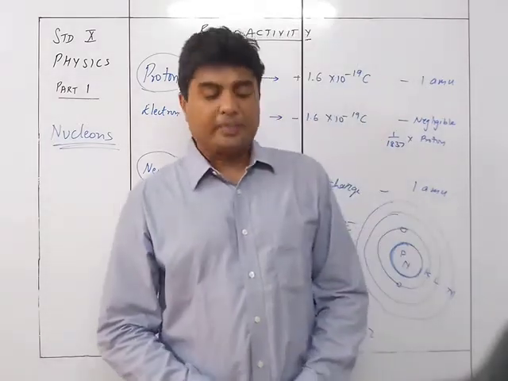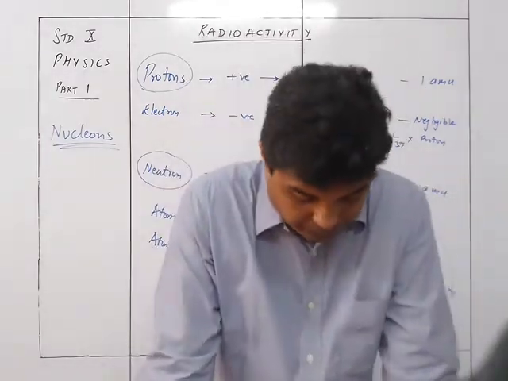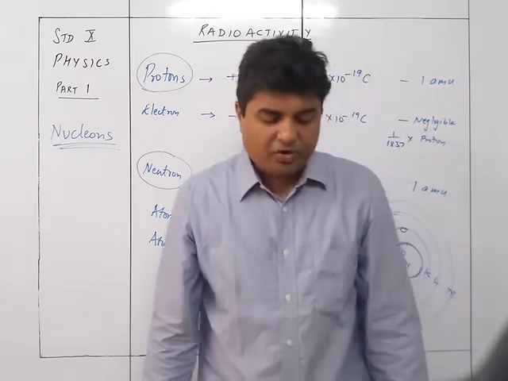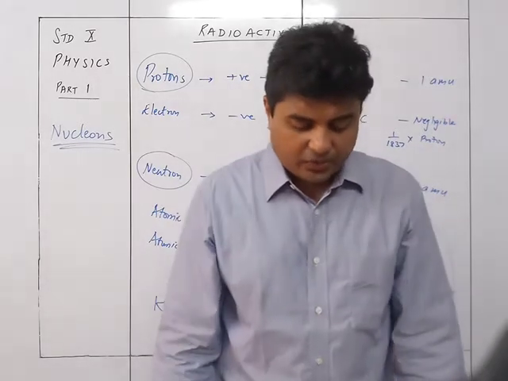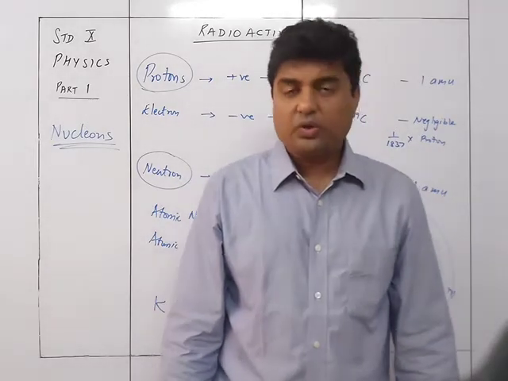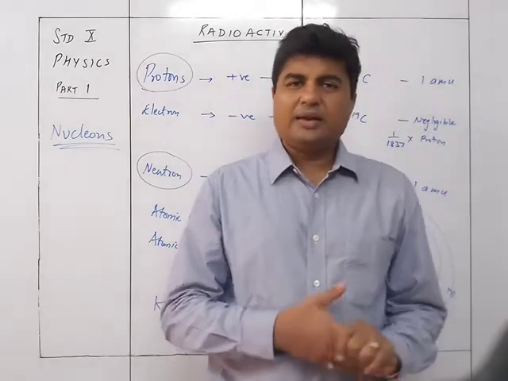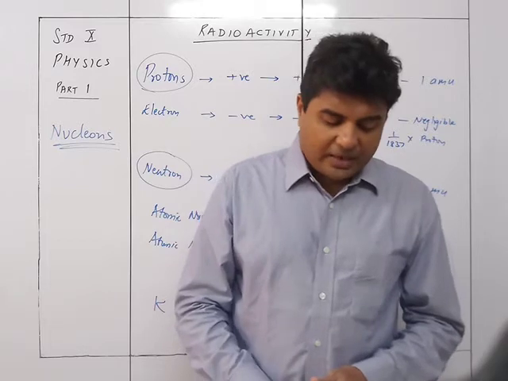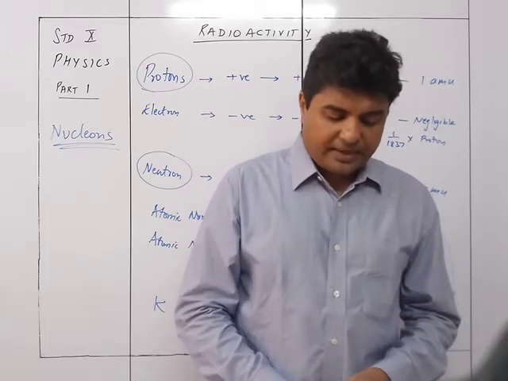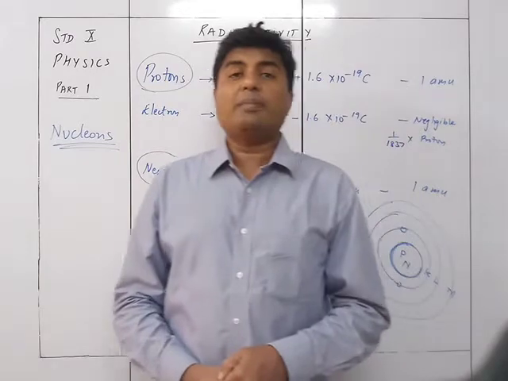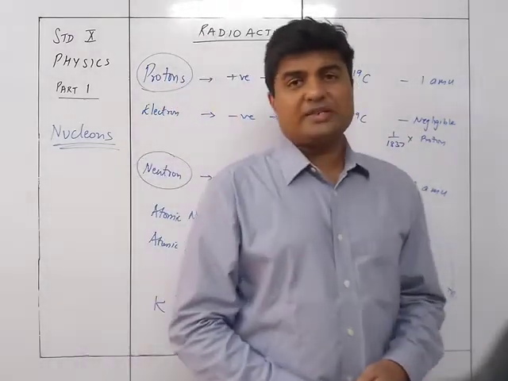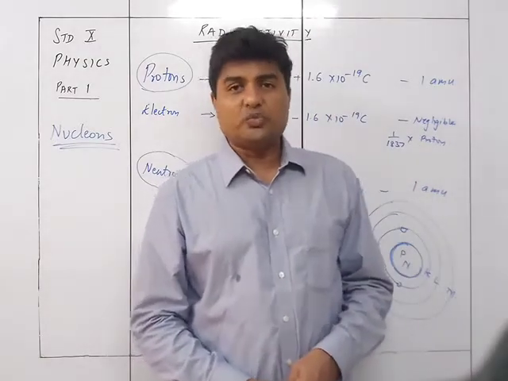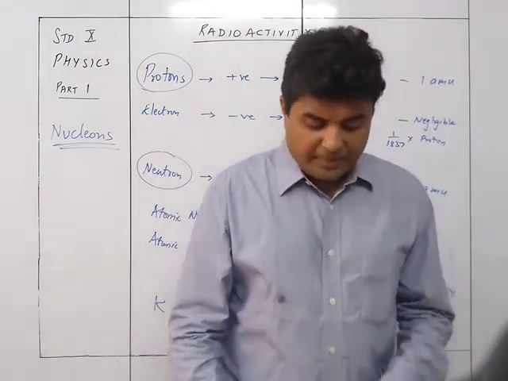Now we see the atomic structure or the atomic model. An atom is electrically neutral, therefore the number of protons in the nucleus of an atom is equal to the number of electrons revolving around the nucleus. If Z is the atomic number and A is the mass number of the atom, then the atom consists of Z electrons, Z protons, and since the mass number is A, the number of neutrons will be A minus Z.